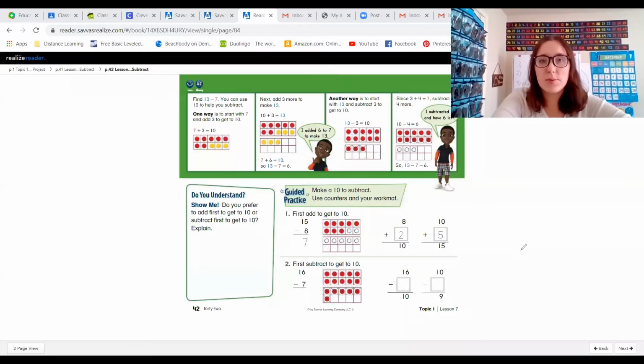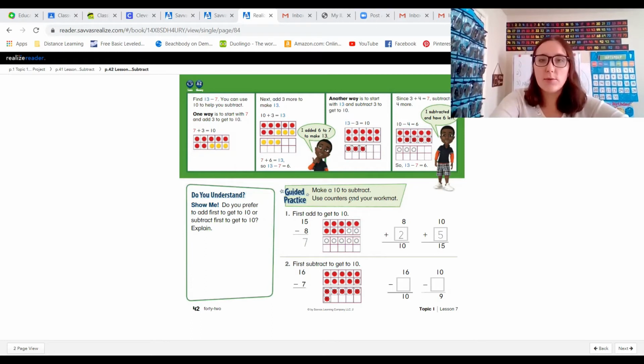Let's do the guided practice problems together. Remember, if you have to pause the video to go get your workbook, that's fine. We're on page 42, so make sure you pause it to get your workbook and your pencil before you hit play again, okay? Okay, let's look at the guided practice.